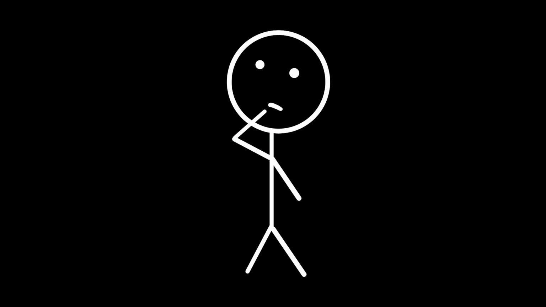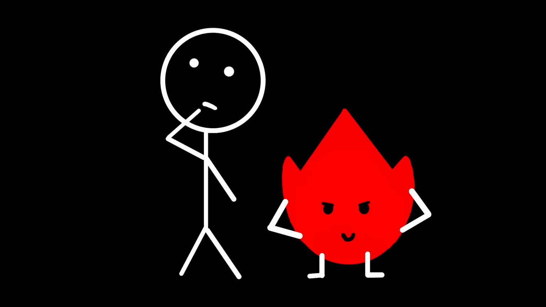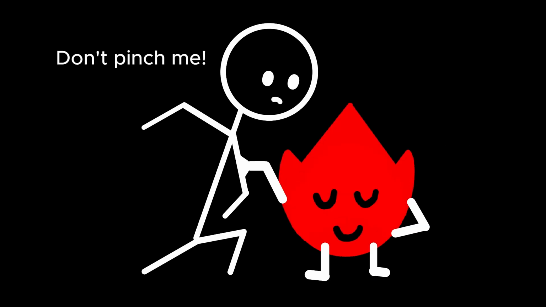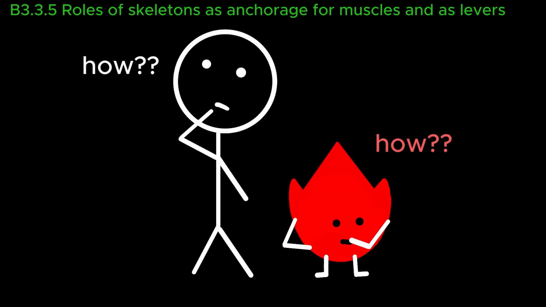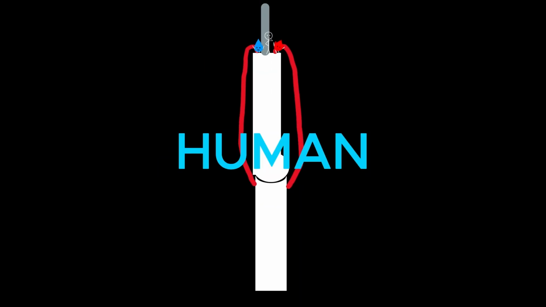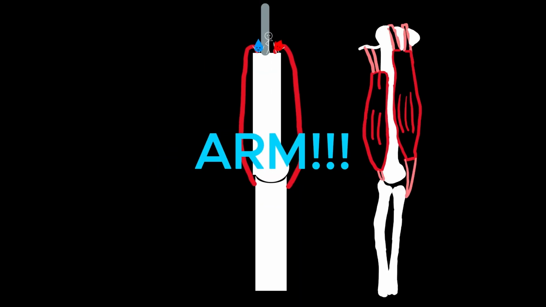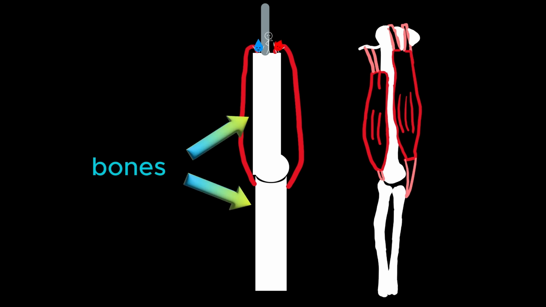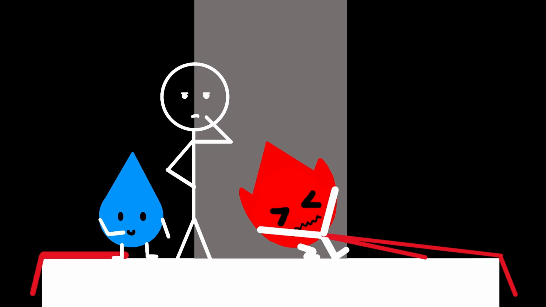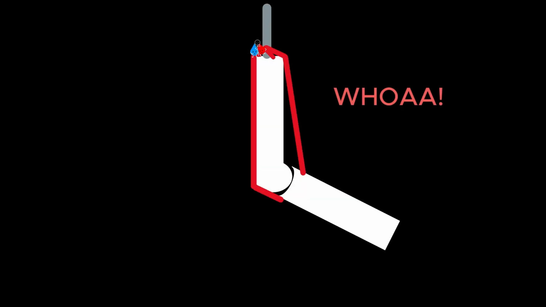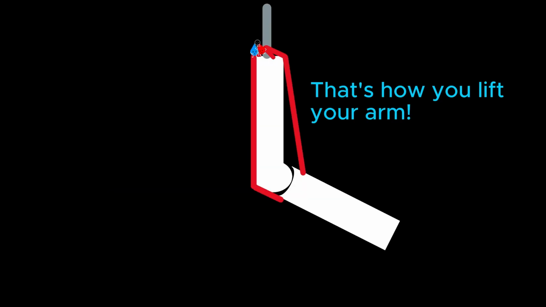I'm interested though. How am I even able to move? Well, you have muscles. Technically, you need muscles and bones. Let's go to the lab. This is a model of a human arm. The blocks mimic your bones and the strings mimic your muscles. Can you pull this? Whoa! That's how you lift your arm.